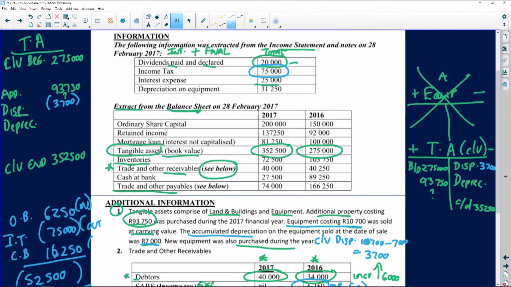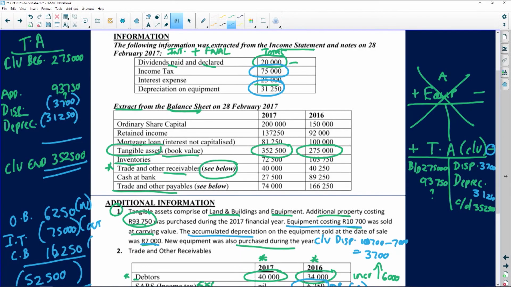Okay. Right, and then finally, depreciation also decreases my tangible asset, the carrying value. So depreciation for the year on equipment, because land and buildings doesn't have depreciation, an amount of 31,250. So depreciation decreases carrying value, 31,250. Okay. Right, now in order for me to calculate the new equipment purchased, if I'm drawing up the note, please remember you are working from the bottom and making your way to the top, and you are working backwards.